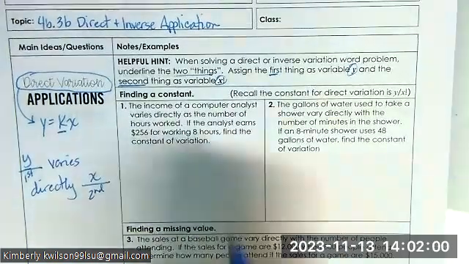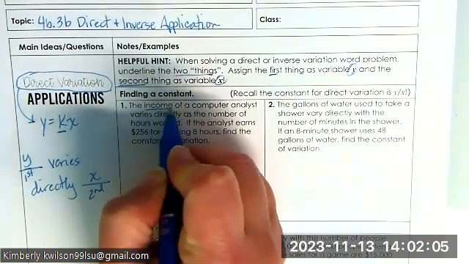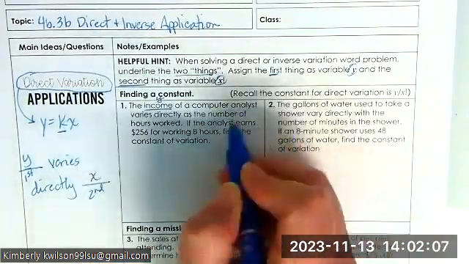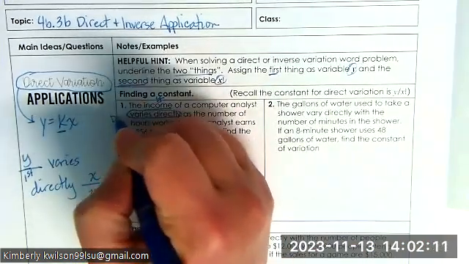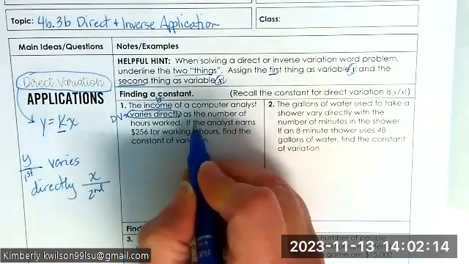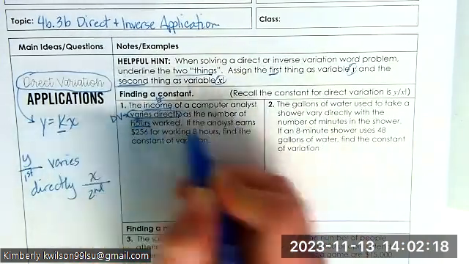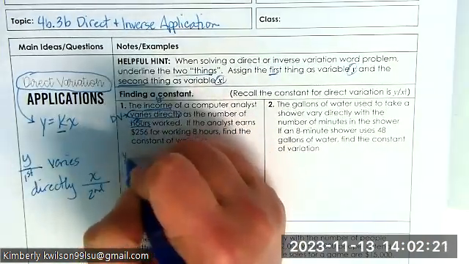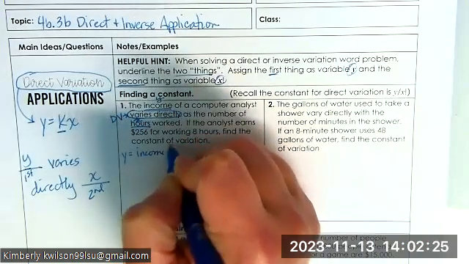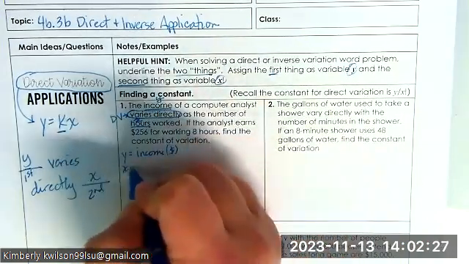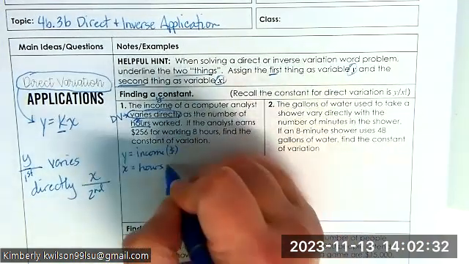So let's look at this problem. The income of a computer analyst varies directly. So the income is the first, so this is y. Varies directly tells me it is direct variation as the number of hours, which is second. So that's my x. So we know that y is income or money. x is hours worked.